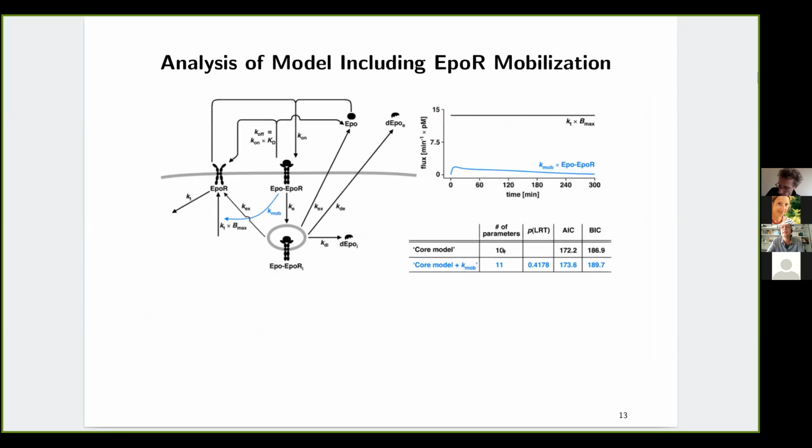We have one model with 10 parameters, the other has 11 parameters, so you can do the typical model selection either by likelihood ratio test, Akaike, or Bayesian information criterion, and all three say the same: we do not need this. And for a dynamical system, it's also always nice to look at the fluxes. This is, over time, the flux that is induced by the constitutive turnover, and the blue one here is the flux that is induced by this mobilization term. If you take the area under the curve, for example, you see that this flux really does not play a sizeable role. So that means we do not have to take this one into account.